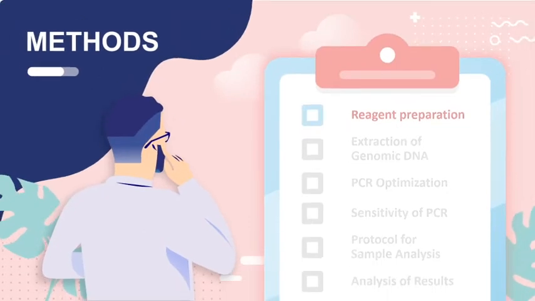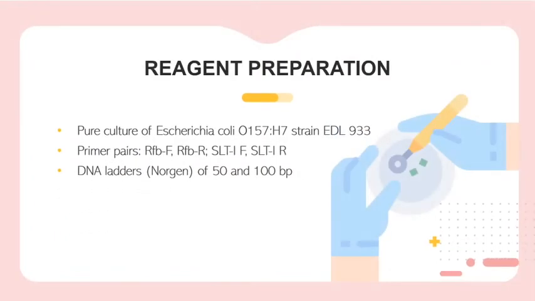For reagent preparation or the materials used, in bacterial strains and culture media, the pure culture of Escherichia coli O157:H7 strain EDL 933 is obtained from the American Type Culture Collection Center. Strains were grown on nutrient agar slants and incubated at 37 degrees Celsius.